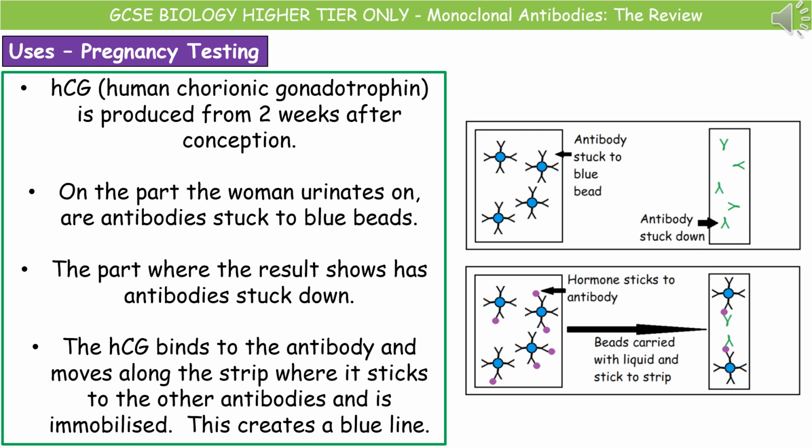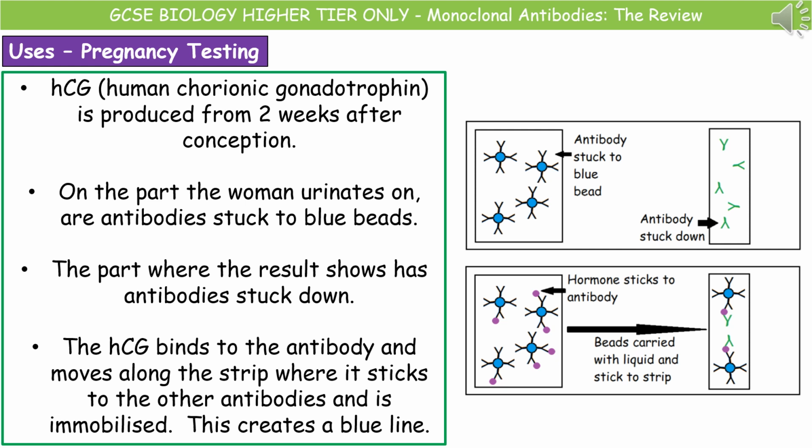We do need to know then what we use these monoclonal antibodies for, and one of the most common uses is in pregnancy testing. So in those pregnancy test kits that you can buy in supermarkets, Boots, etc., what you have is a little plastic device which has a little window in it, and then you get a little blue line if you're pregnant. Now the way this works is it's responding to this hormone called HCG, or human chorionic gonadotrophin. And that's produced from about 2 weeks after the date of conception.